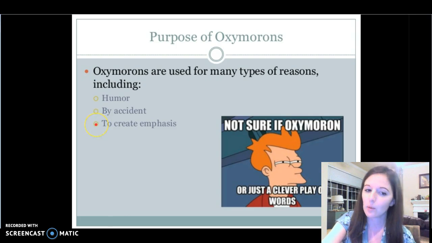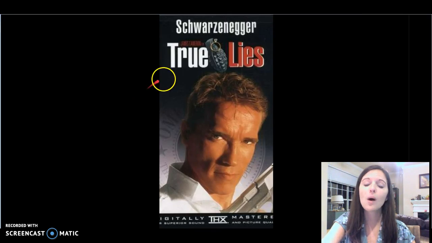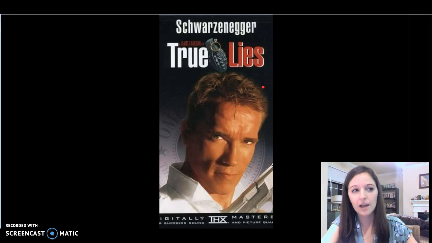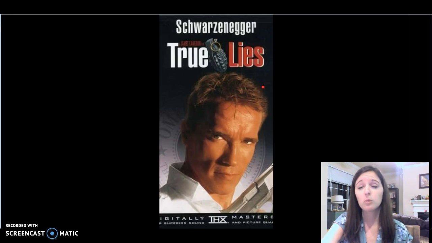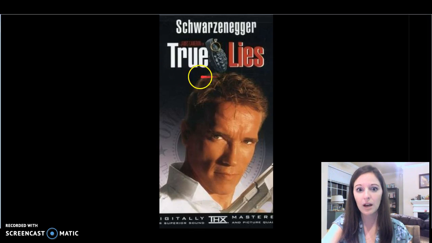And the last one that we're going to focus on is to create emphasis. Let's take a look at this title, True Lies. Lies is a concept that we probably have a common understanding of. The idea is if you lie, it will lead to negative repercussions and very likely hurt those that you have lied to, making lying a very negative thing. However, this title makes us reconsider this concept of lies because all of a sudden they are true lies.